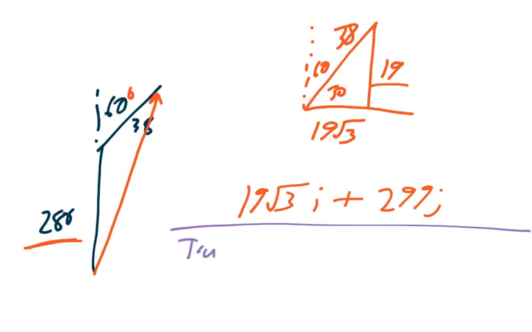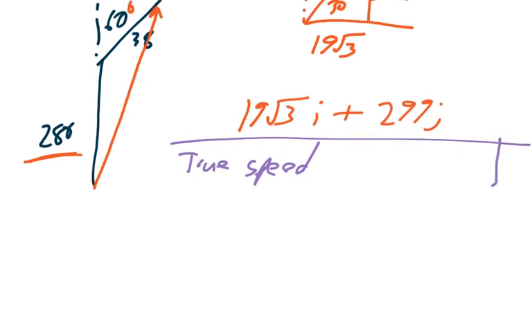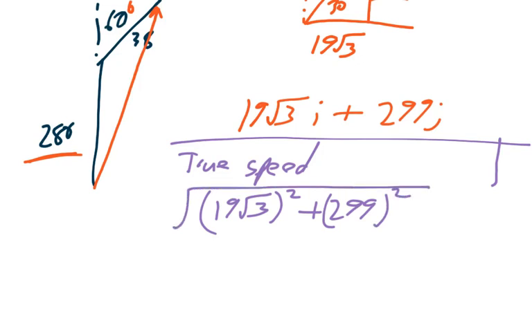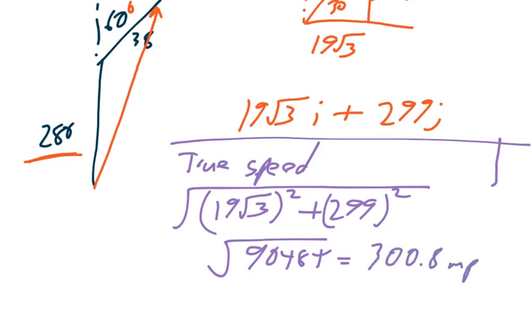In order to find the true speed, I'm going to do the Pythagorean theorem of sorts, where I'm going to add these two together and take the square root, and that will give me the speed, because speed does not have a direction. This turns out to be the square root of 90484, and that turns out to be 300.8 miles per hour.